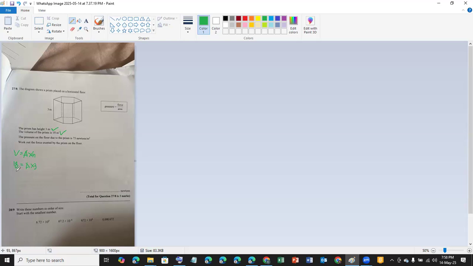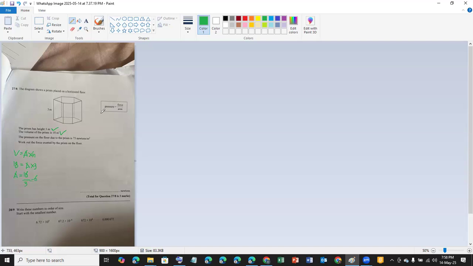And so we're looking for A. We're going to divide both sides by what? By 3. Thank you very much. So that's 18 divided by 3. That's 6. Yes, exactly. So we're going to have 6. So my area is 6 meters squared.